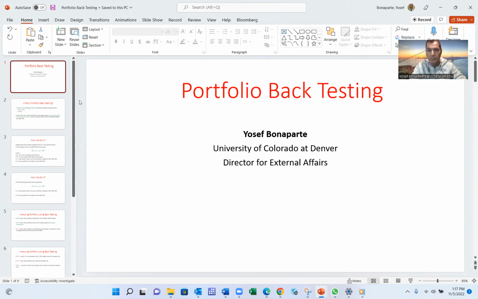What is portfolio backtesting? Suppose you have a portfolio now and you want to know how much return and risk it is going to have. These are the two most important characteristics of a portfolio, which are return and risk. So how would you know how much you risk and return? To get that, you have to learn how to do backtesting.